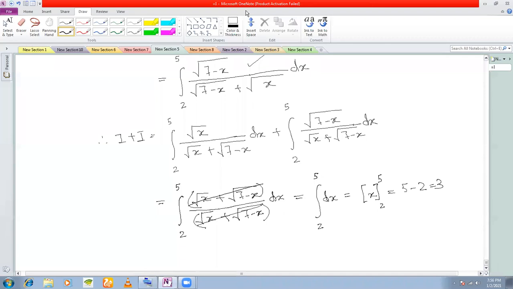Any question? So this was the last problem from this chapter. So definite integral actually is over. What I want to start is probability, but let me just stop here.